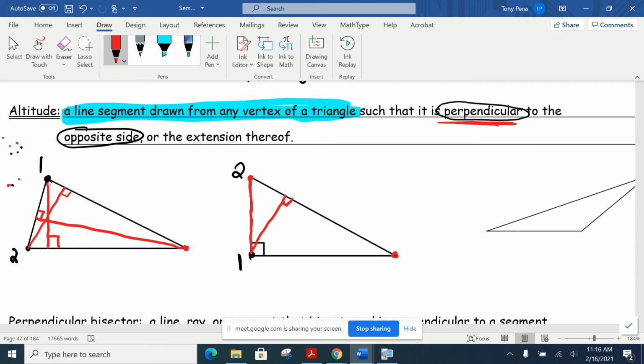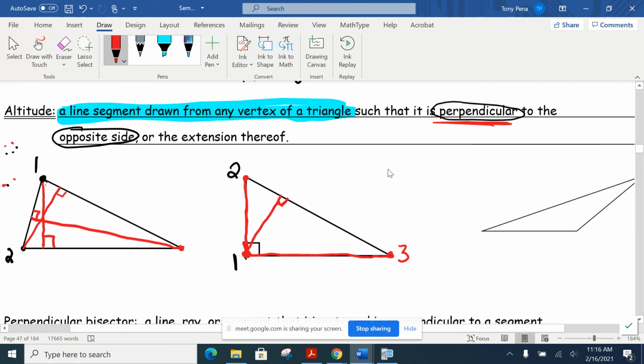So if I do letter 3 or number 3 here, isn't that going to be the same thing? If I've got to draw it to the opposite side, the only way I'm going to get a 90-degree angle is to just follow the side of the triangle. And when we do that, there's our 90-degree angle just like that. So in this case, 2 of the sides end up being our altitude. All right, so weird stuff there.